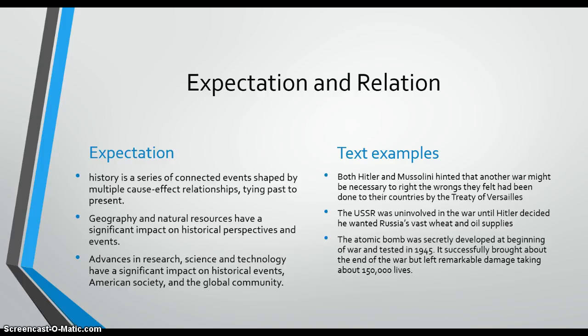Next, we see that advances in research, science, and technology have a significant impact on historical events, American society, and the global community. There's probably not a greater scientific breakthrough that impacted history in the way that it did than the atomic bomb, and this is covered in this section, whenever we secretly developed it at the beginning of the war, and we tested it in 1945 and then successfully brought an end to the war.